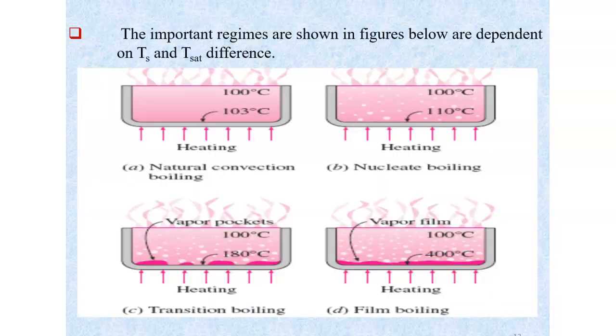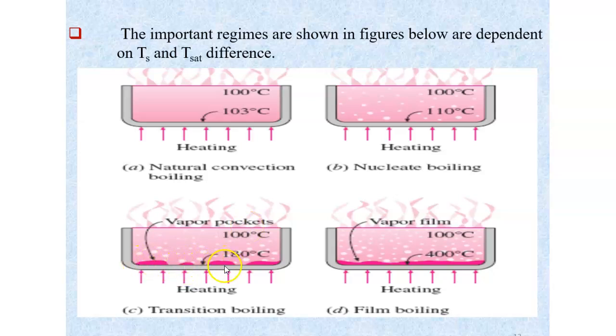Then he got this one. The important regimes depend on Ts and T sat, the saturated difference. For example, this is natural convection boiling, where the difference is only 3 degrees Celsius. This is nucleate boiling, where the difference is about 10 degrees Celsius. So you could see nucleate boiling happen. This one is transition boiling, where you could see vapor pockets start happening.